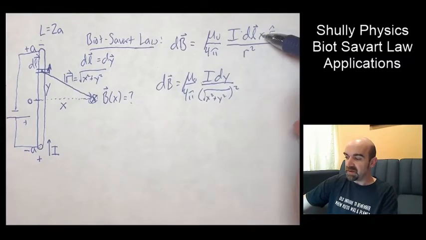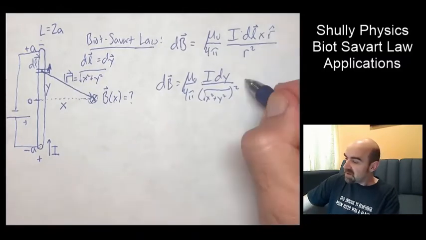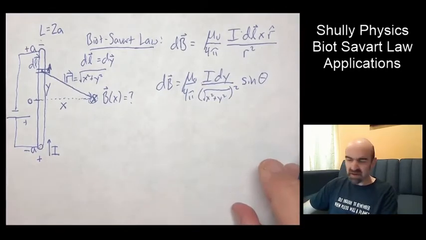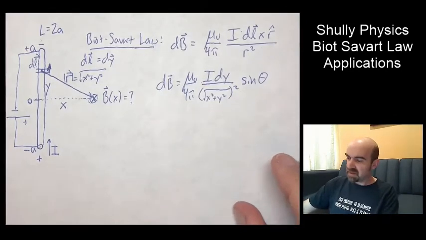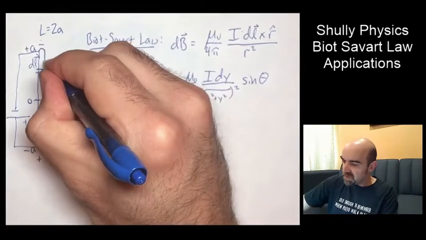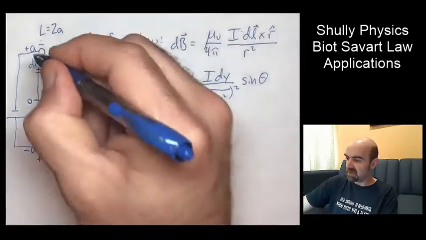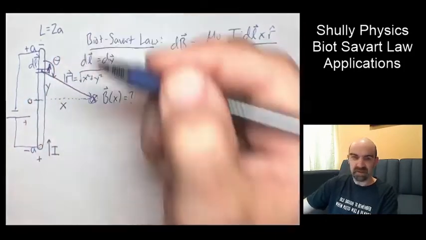This dl cross r gives us a sine theta out there. Now that theta would be from here down to there. Okay, and that's very, very important. Here's our theta.